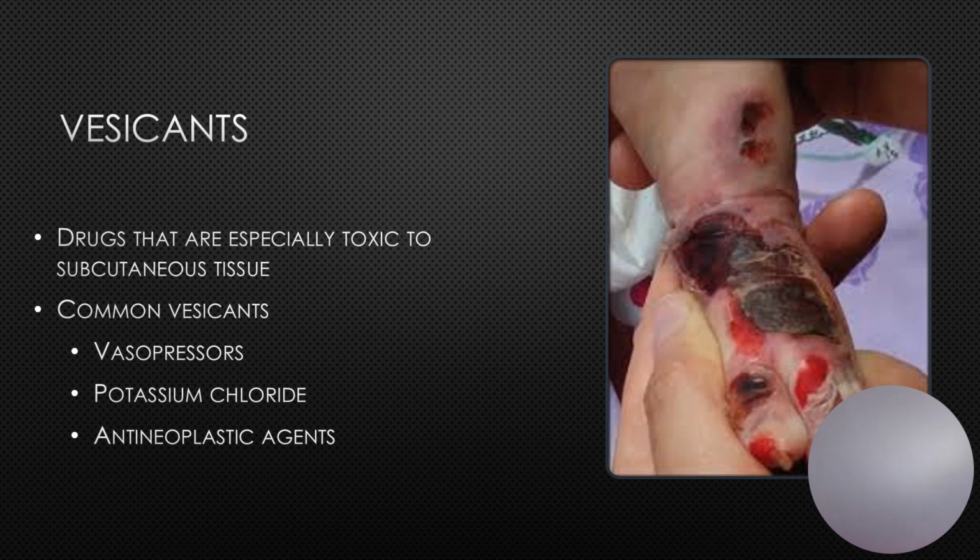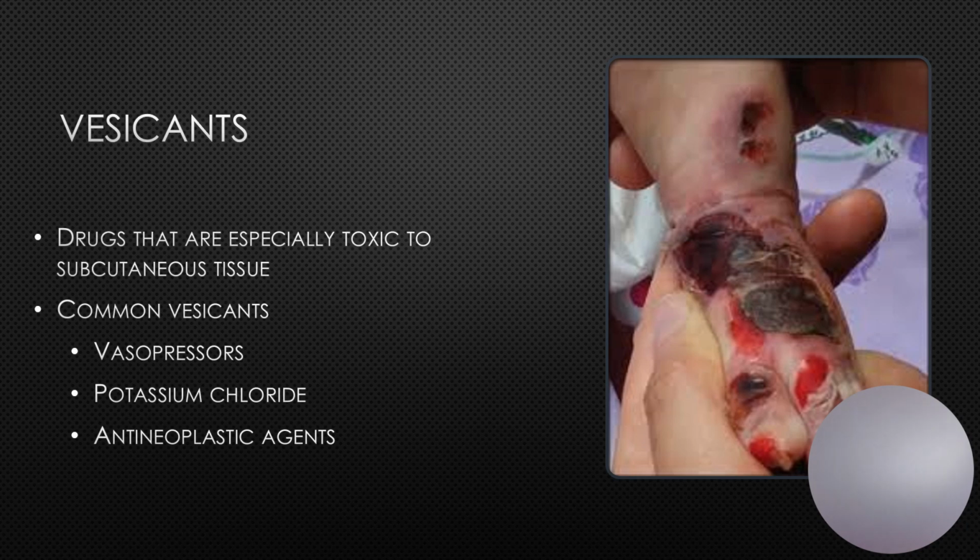Vesicants are drugs that are especially toxic to the subcutaneous tissue. In other words, if these drugs infiltrate into the tissue, they can harm the subcutaneous tissue. Central lines are preferred to administer vesicant solutions, but they're not always available when needed. If a vesicant is infused in a peripheral line, that site needs to be monitored at least every 5 to 10 minutes. To reduce the risk of extravasation, we use the largest vein available, but the smallest appropriate cannula.